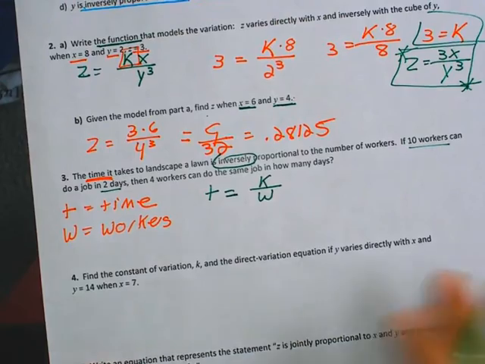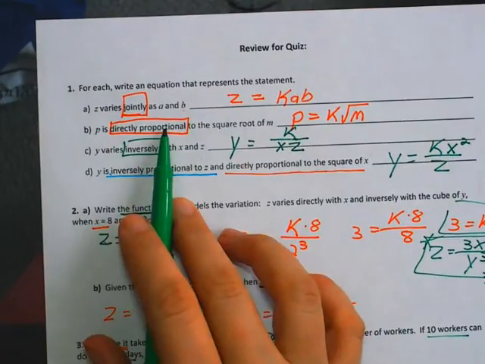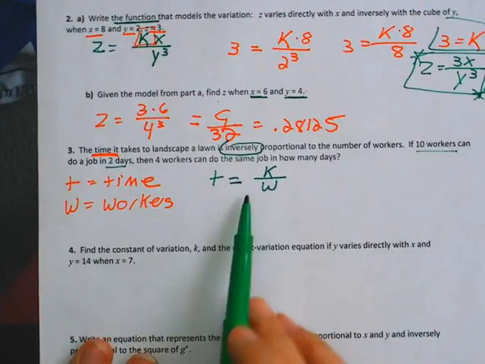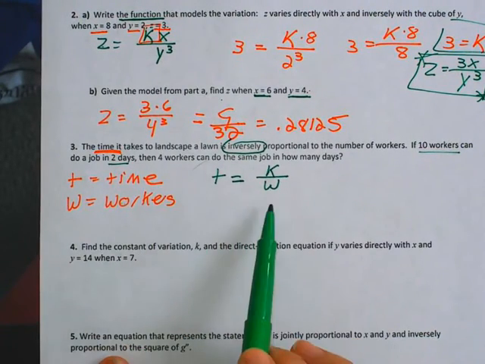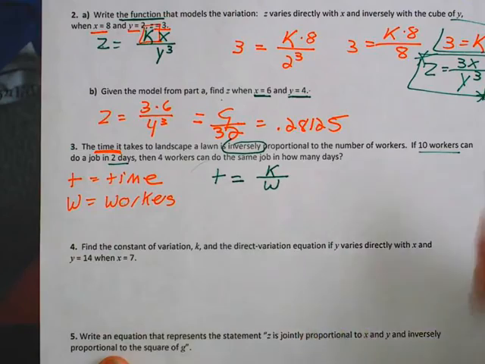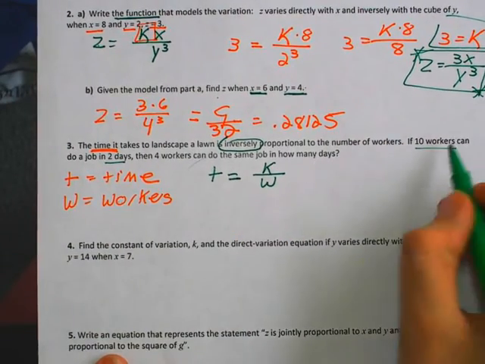All right, so basically we're taking what we did up here, but we're using a real world example and giving ourselves some variables and then setting up our function. Now, we have to figure out what K is. Remember, we can't leave it as K.